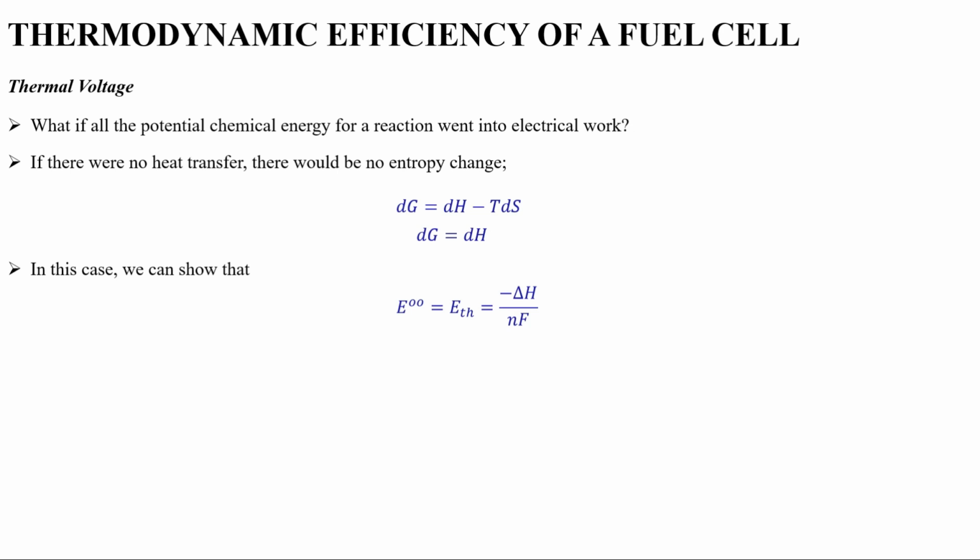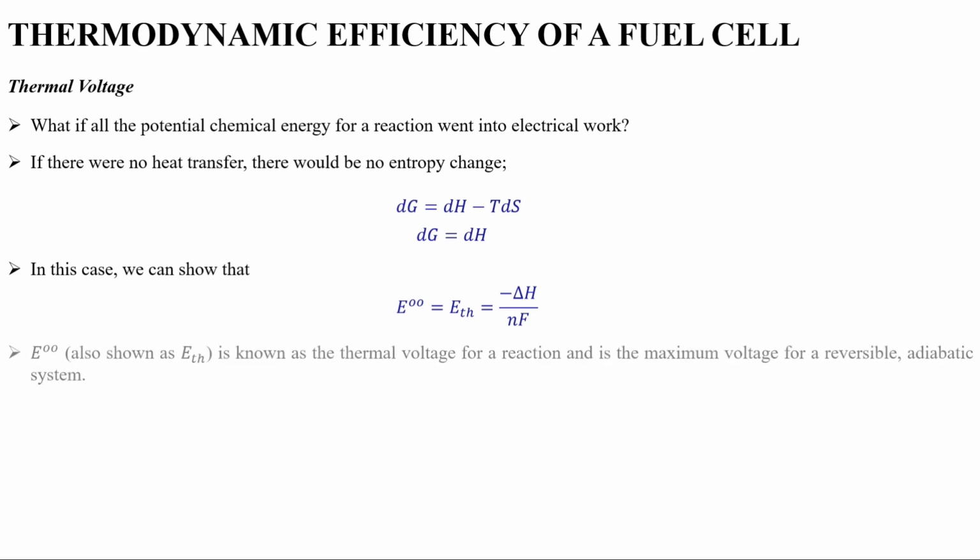It means that the entire chemical energy is converted into electrical energy. There is no conversion of chemical energy into heat. There is no heat generation. It means that there is no entropy generation. Due to no entropy generation, change in Gibbs free energy is equal to change in enthalpy, and the maximum voltage from the system will be equal to minus delta H over nF. We have replaced delta G by delta H.